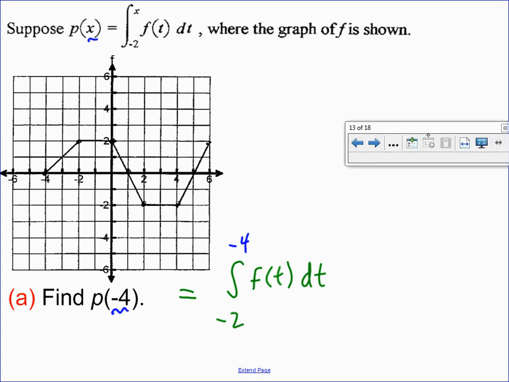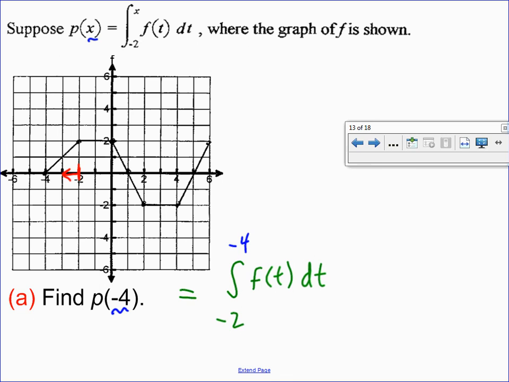Graphically, I can interpret this definite integral as an area problem, where I'm scanning from my lower limit, -2, towards my upper limit, -4, and accumulating area, such that any area above the x-axis counts as a positive contribution when scanning from left to right, and any area below counts as a negative contribution. It's just that I'm scanning from x equals -2 till x equals -4.